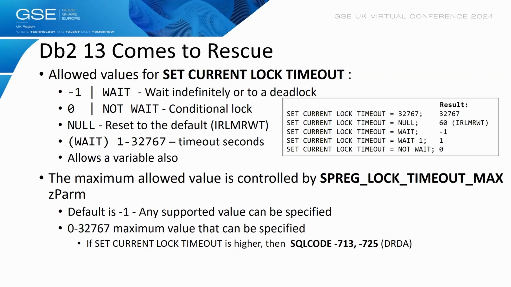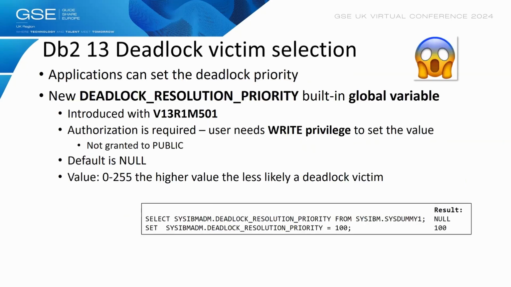On the right hand, you see how I did it. And if you want to reset back to default, you just specify SET CURRENT LOCK TIMEOUT NULL, and this will again default to the IRLM value. So far, so good. So that was the first feature, how applications can change or influence the timeout interval.